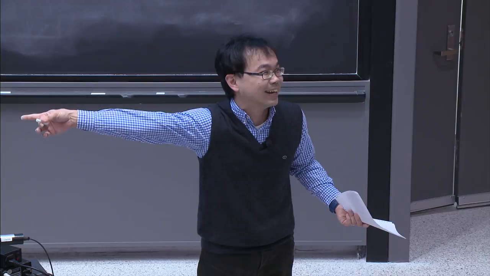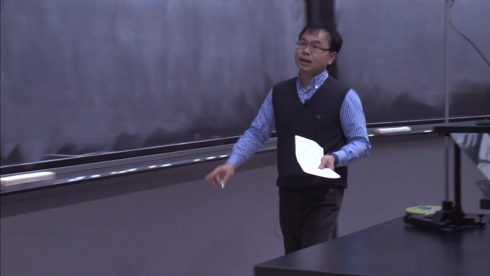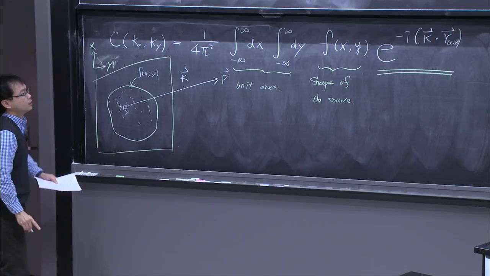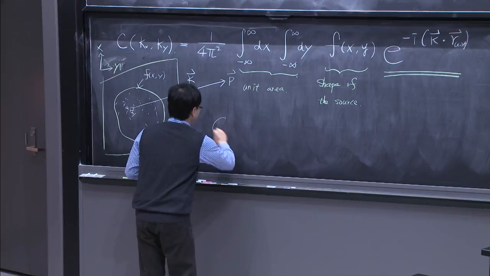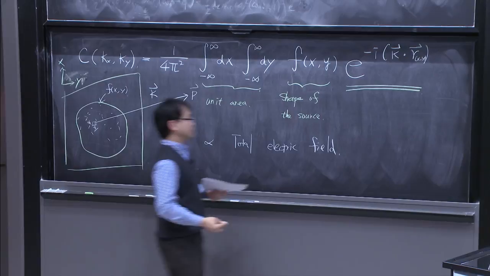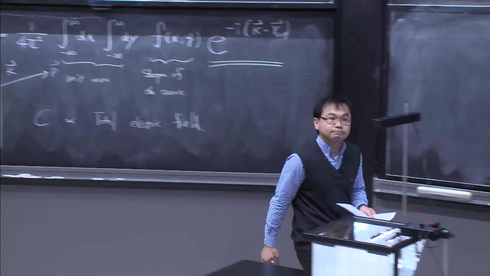We are really summing over all the available point-like sources, and adding all the contributions of the electromagnetic wave together, then what we are getting, the C function, is actually proportional to the total electric field. All right? So that is actually the big picture. Any questions so far? Okay, I hope you can understand what we are doing.